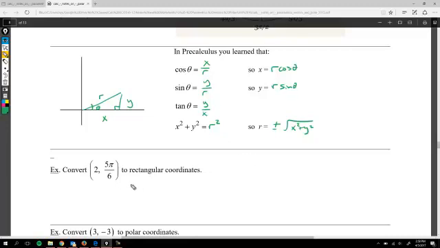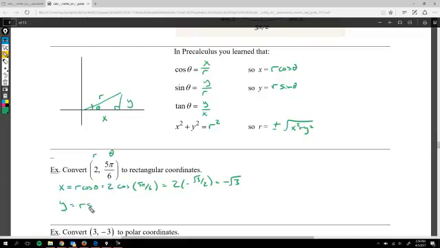So first thing they ask us to do is convert 2 and 5 pi over 6 to rectangular coordinates. First let's talk about what each number represents. This 2 is my radius, this 5 pi over 6 is my theta. So I'm just going to plug these in and solve for x and y, because that's what comprises rectangular coordinates. So x equals r cosine of theta. My r is 2. My theta is 5 pi over 6. Cosine of 5 pi over 6 is negative root 3 over 2. So I get negative square root of 3.